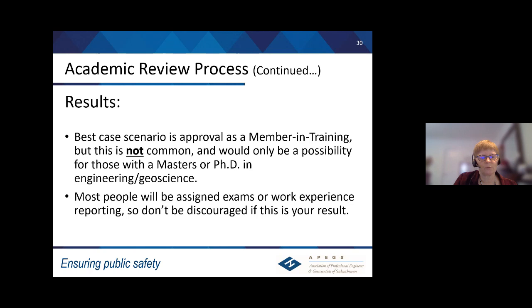As I mentioned before, we are obligated legally by the Act to be very sure that people are properly qualified. So we can't just take your word for it, or we can't just assume it. We have to be very sure. So that's why there are things like exams and work experience reporting to back up the academic assessment that we do on paper.